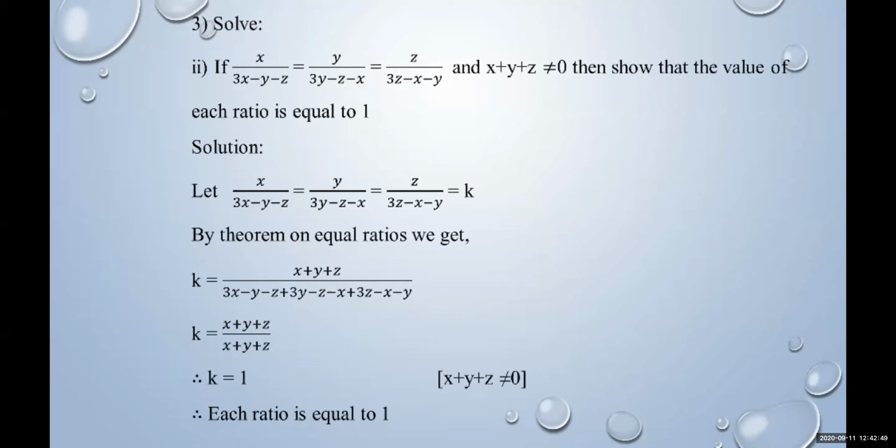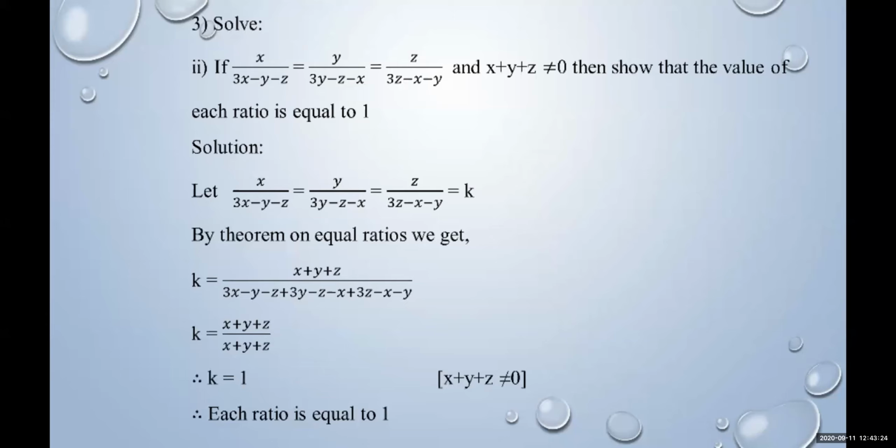Okay, just look here. Solve, if 3 ratios we have: x upon 3x minus y minus z is equal to y upon 3y minus z minus x is equal to z upon 3z minus x minus y, and x plus y plus z is not equal to 0. Their addition is not equal to 0. Then show that the value of each equal ratio is equal to 1. We have to just show that this all ratio value is equal to 1.